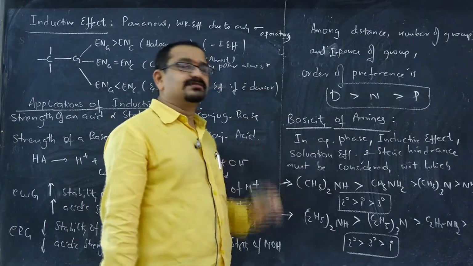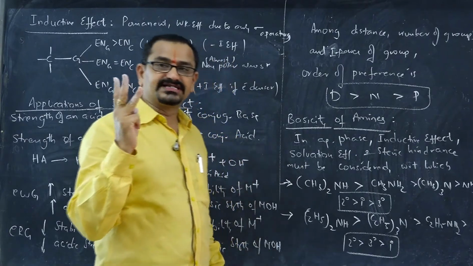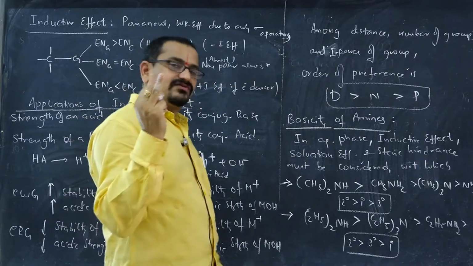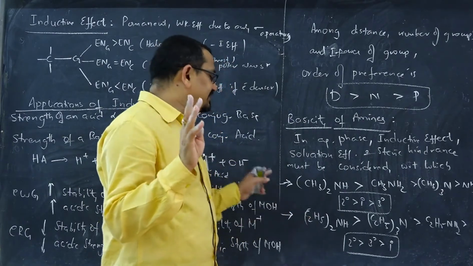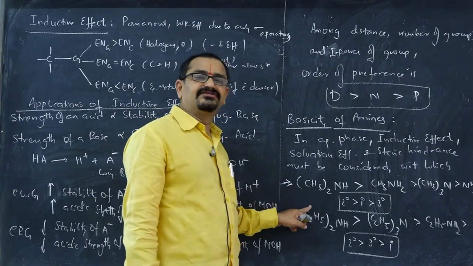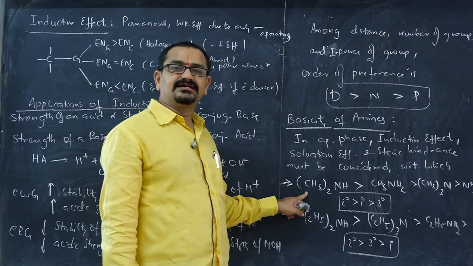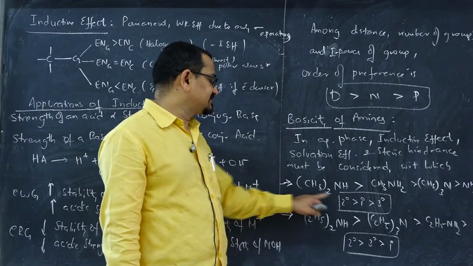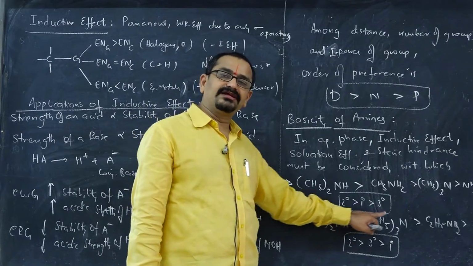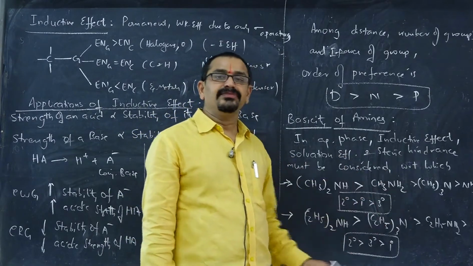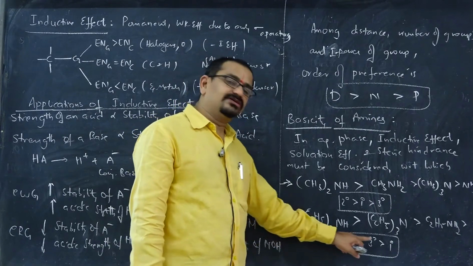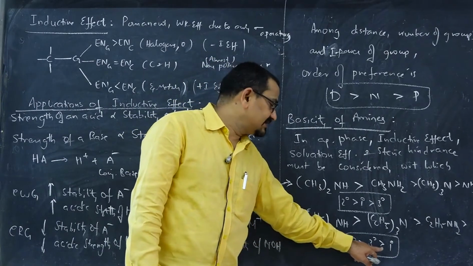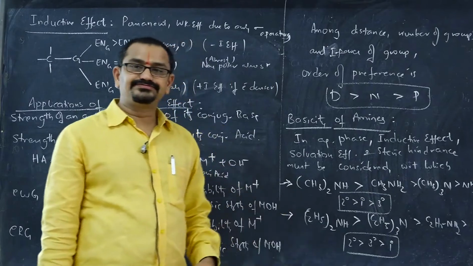In the aqueous phase, we have to consider three effects: inductive effect, solvation effect and steric hindrance effect. With respect to these three effects, the basicity sequence observed for methylated amines is: secondary is more basic than primary, than tertiary, than ammonia. In case of ethylated amines, secondary is observed as more basic than tertiary, than primary, than ammonia.